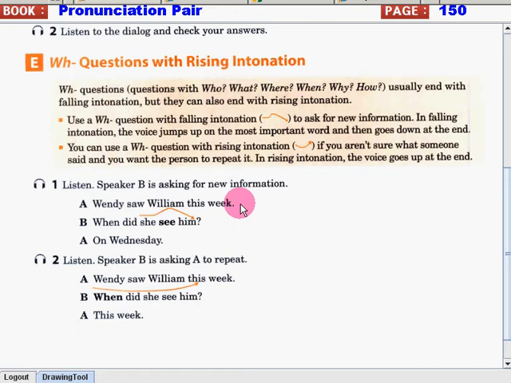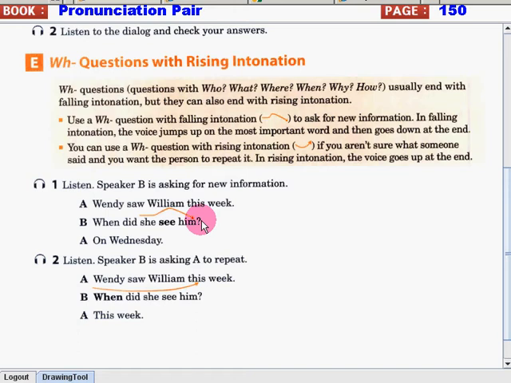Letter A. Wendy saw William this week. Letter B. When did she see him? A. On Wednesday.